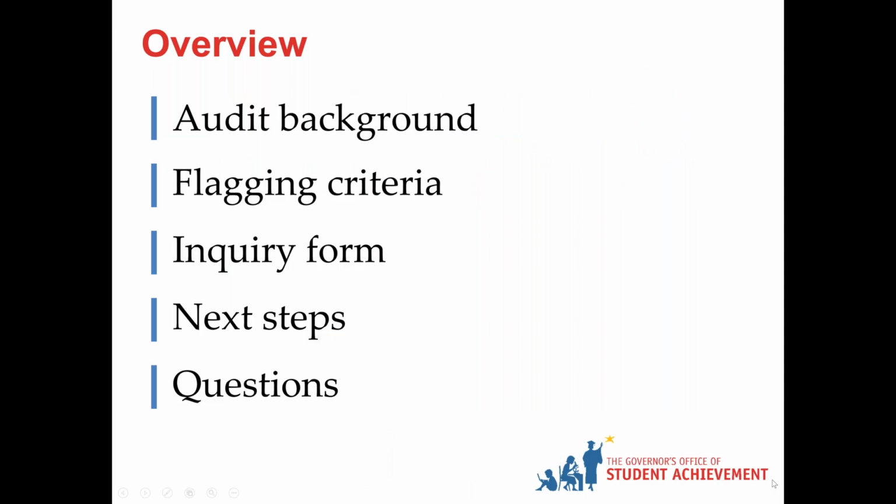So just an overview of what we'll be talking about today. We're going to go over the background for the assessment audit. We'll talk about flagging criteria for how we selected schools to include in the audit. We'll walk you through the inquiry form, each of those questions to break that down a little further. We'll talk about what comes after the inquiry form, and then we'll have time to answer any questions that you might have.